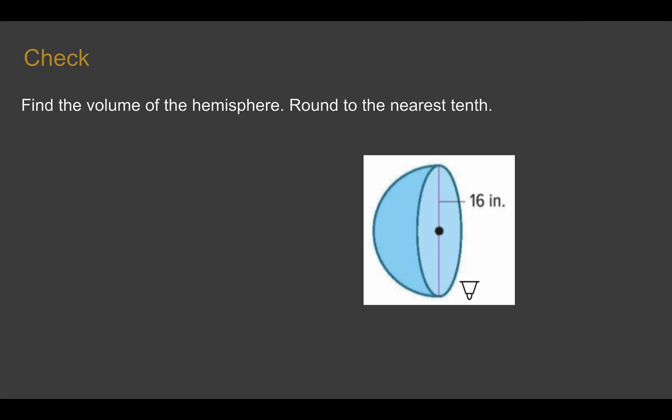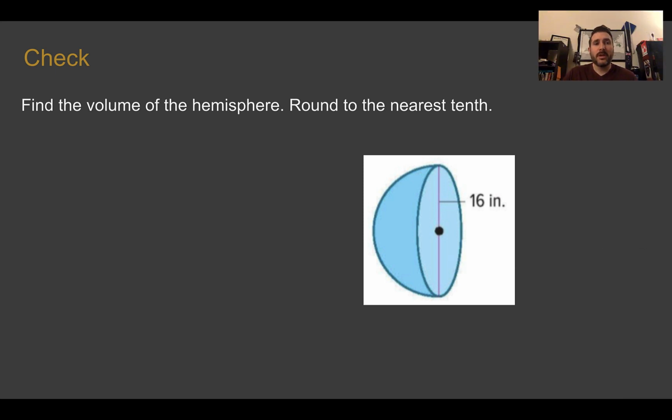Check your understanding. Find the volume of this hemisphere. Pause the video now and complete the check. Check your answer. You should have said this hemisphere is 1072.3 cubic inches. It is showing you the diameter here, so be careful. The radius here is 8.